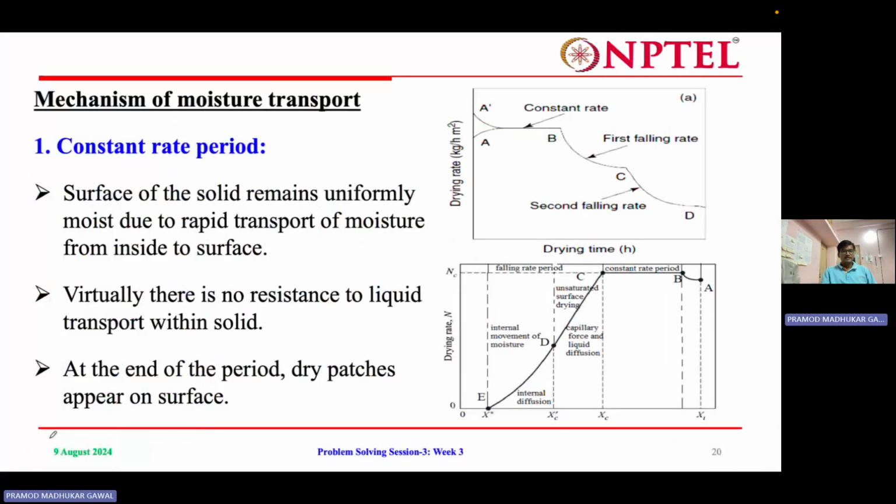Next, mechanism of moisture transport. First, the constant rate period. The surface of the solid remains uniformly moist due to the rapid transport of the moisture from the inside to the surface. Virtually, there is no resistance to the liquid transfer within the solid. At the end of the period, dry patches appear on the surface.